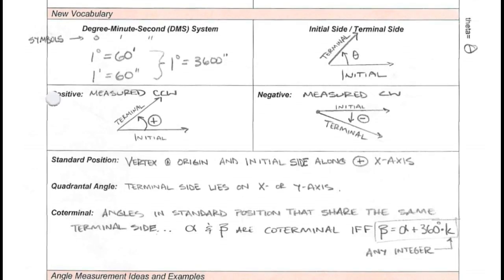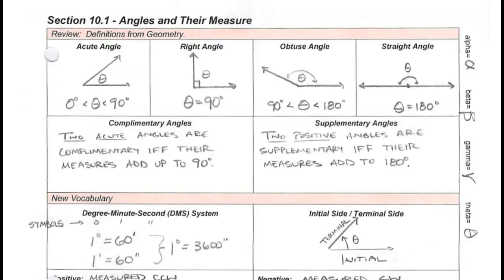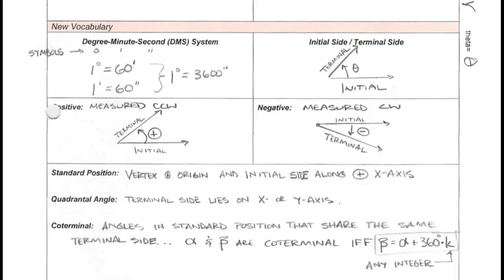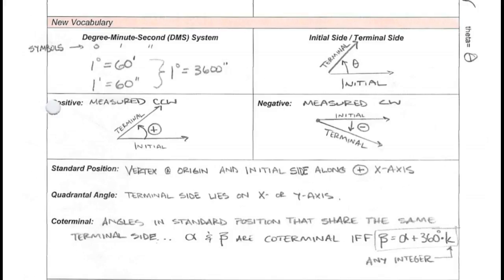New vocabulary that I want to highlight for you is the idea of degrees and minutes and seconds and the DMS system of measuring angles. So a degree is a pretty small unit of measurement for an angle. But we can split that up even further, and we can split 1 degree up into 60 minutes, and then we can split 1 minute up into 60 seconds.